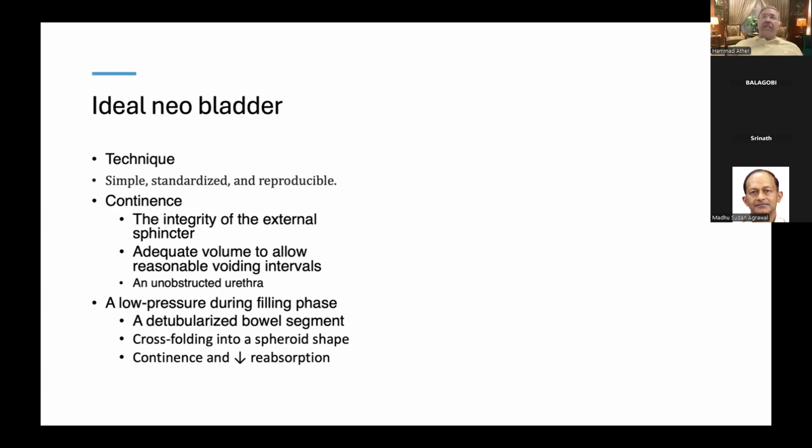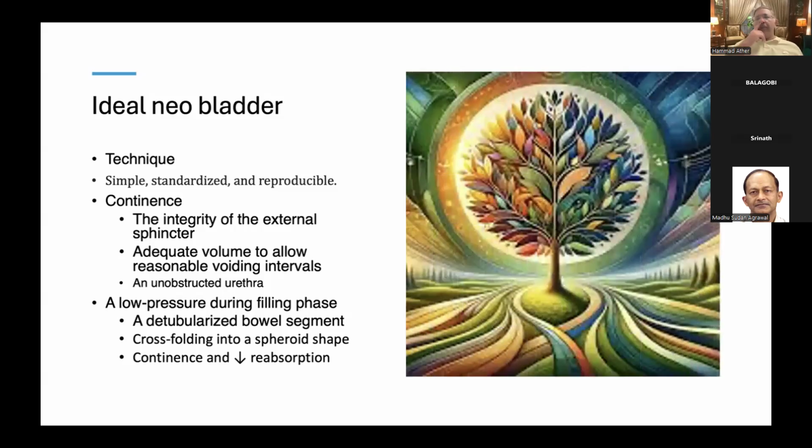The continence, if the integrity of the external sphincter is preserved, is very good, with over 90% daytime and at least 80 to 85% nighttime continence in these patients. You have to make sure, however, that your reservoir is at low pressure and does not expand. If your patient continues to hold urine for long, the reservoir becomes bigger and bigger, and then it would not be able to empty.